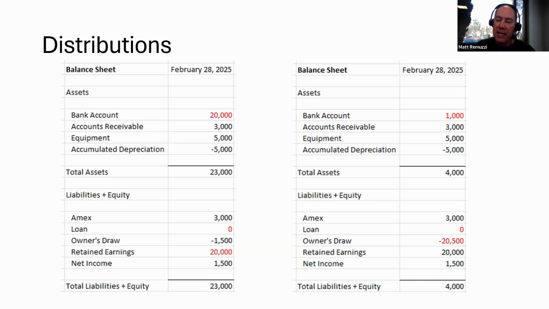So you pay taxes on net income. That number hasn't changed by taking money out of the business. Your prior year's profit and loss hasn't changed by you taking money out of the business. The only thing that's changed is that owner's draw has changed, and your bank account, the cash available, has changed.